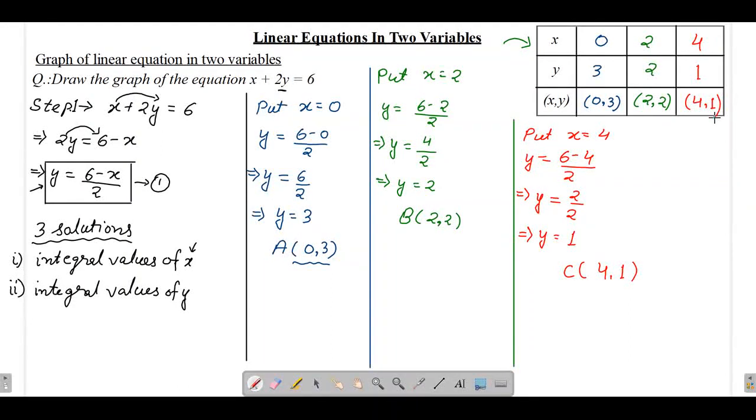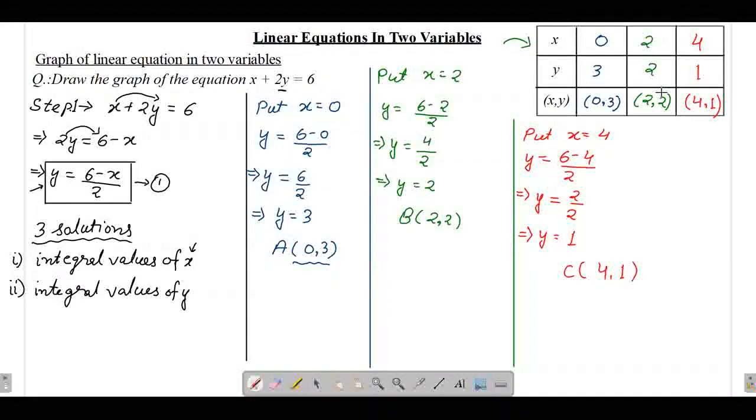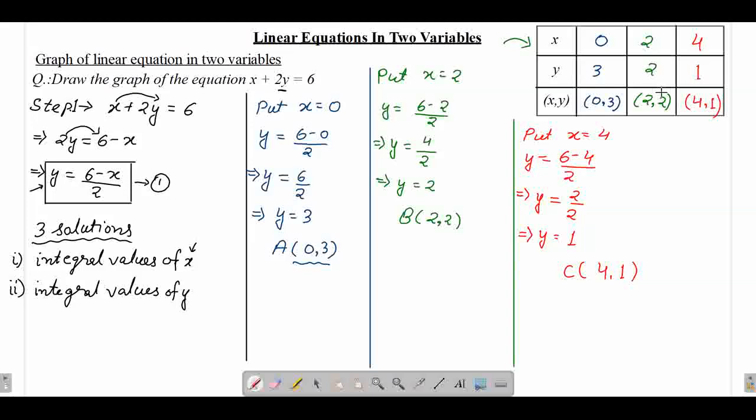So my dear students, this is how we will find three different solutions for the given equation. One more note: when you go through your NCERT book, there are questions in which they have taken only two solutions and plotted the graph. But whenever we do this, we always take three different solutions for one equation. Why? The answer to this I will tell you when we plot the graph.